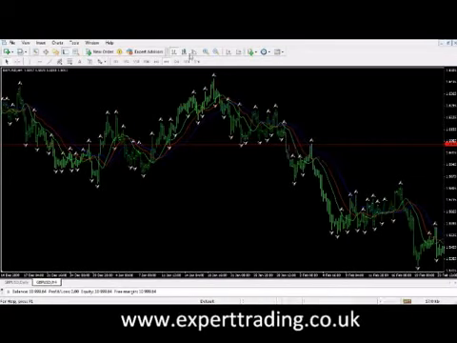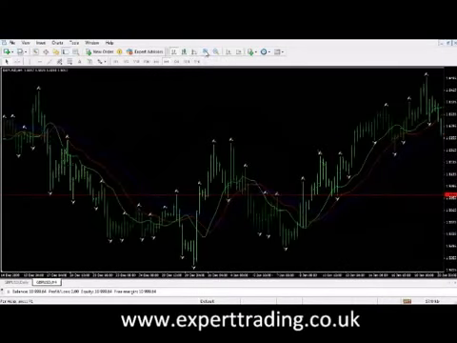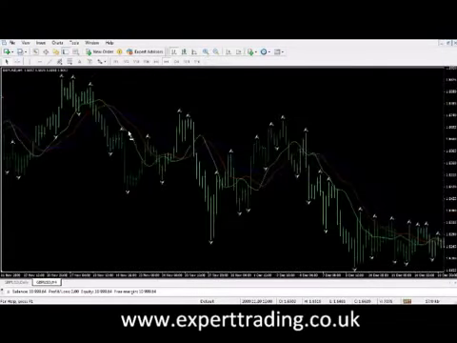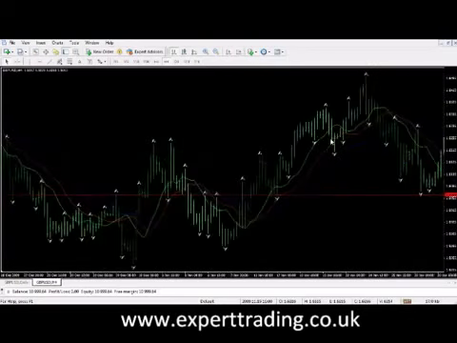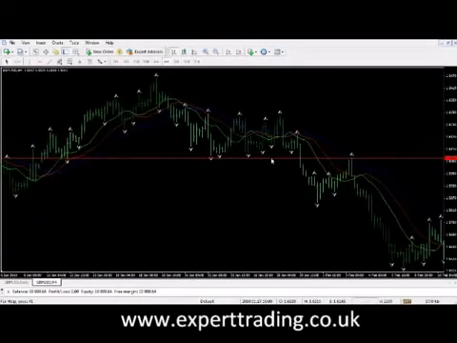Let's zoom in here and go down to where the fractal is. Right, so let's just see, here it is, yeah. Right, so we want to wait for it to close below. So it has closed below.